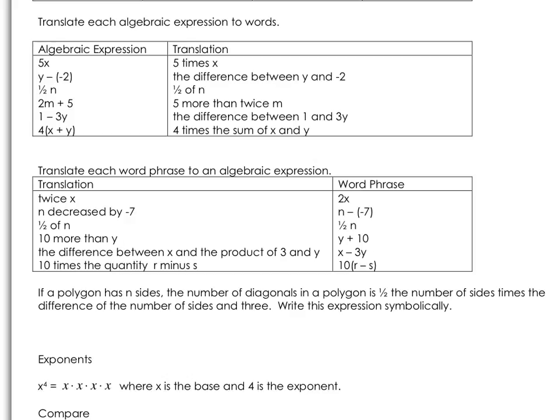The difference between x and the product of 3 and y. Difference means subtraction, and you're subtracting, x minus 3y, the product of 3 and y. 10 times the quantity r minus s. Now when it says quantity, that means there's something in parentheses. So the quantity r minus s means that r minus s has to be in parentheses.